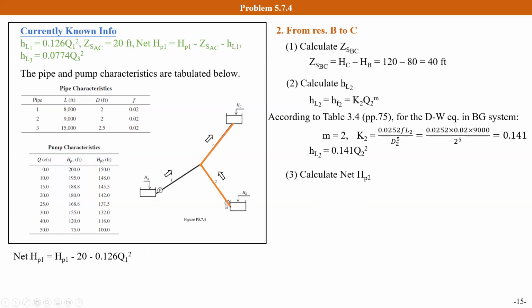Similarly, pump 2 also contributes to overcoming the head loss in pipe 3. Therefore, we use the net pump head to describe the contribution by pump 2 to overcome the head loss in pipe 3. So it equals pump head 2 minus 40 minus 0.141 times Q2 to the power of 2.